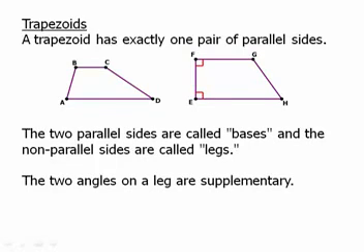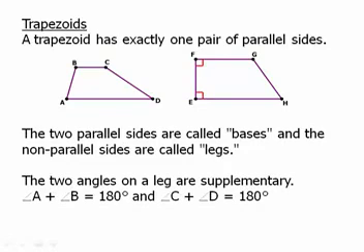The two angles on a leg are always supplementary. So if one of them is 90 degrees, the other has to be 90 degrees. It's always true that, for example, A plus B equals 180 and C plus D equals 180. And that's because of the basic properties of parallel lines.